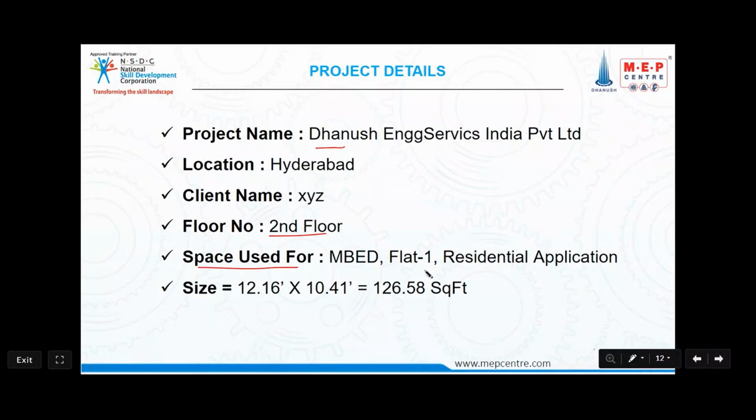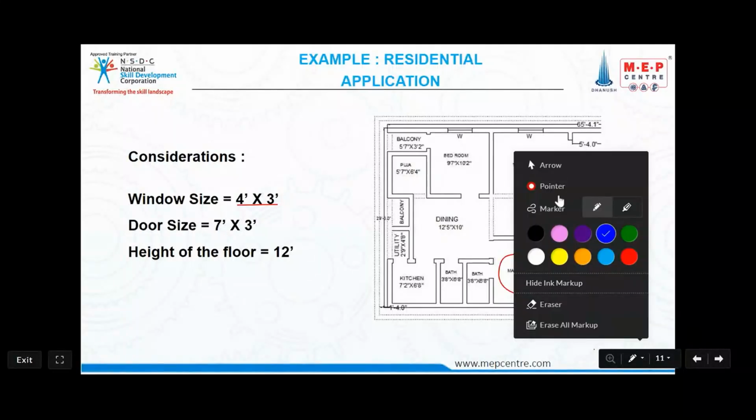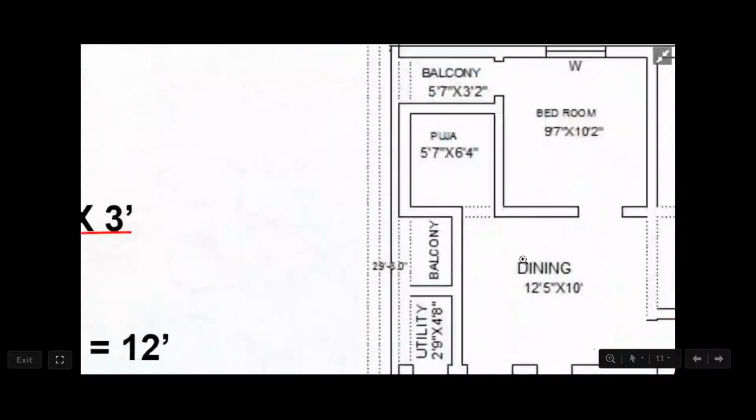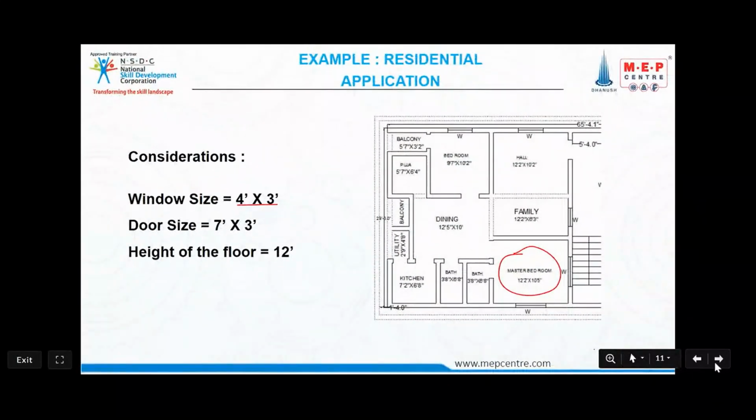Space used for. So in the space used for, I'm working for this master bedroom now. As I am working for this master bedroom, you can look at the dimensions of this master bedroom: 12 feet 2 inch into 10 feet 5 inch.